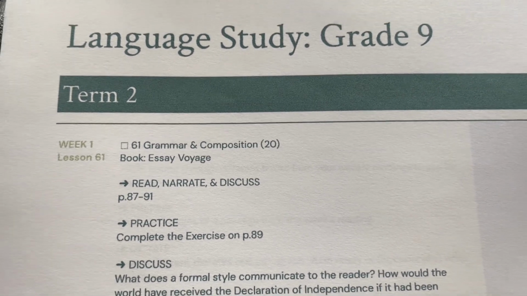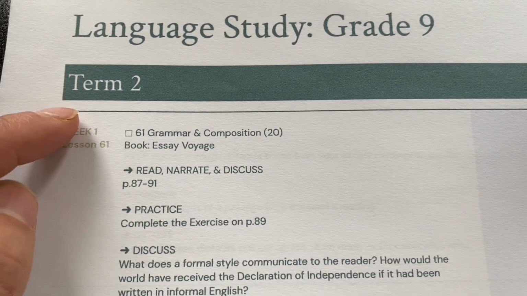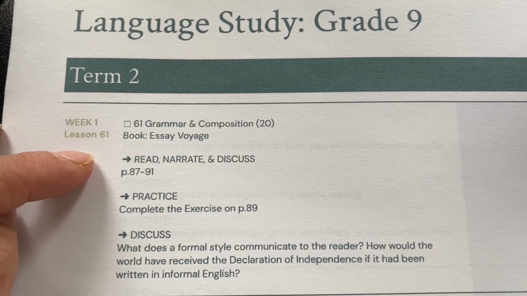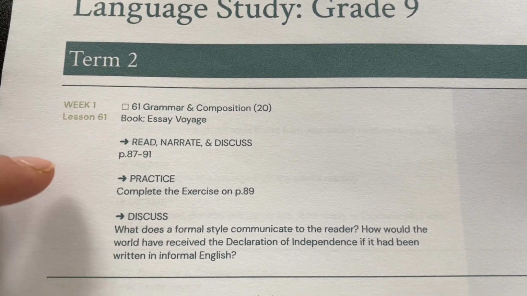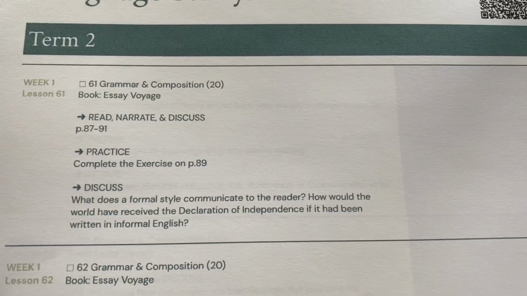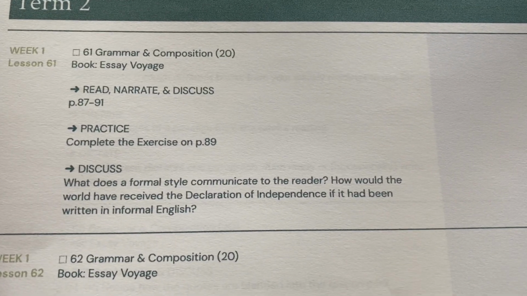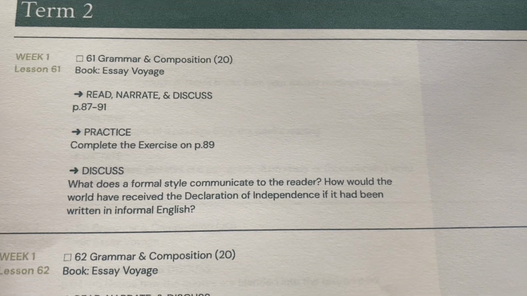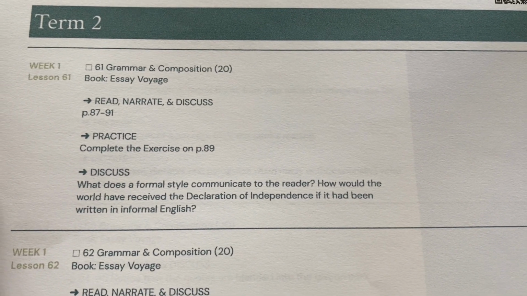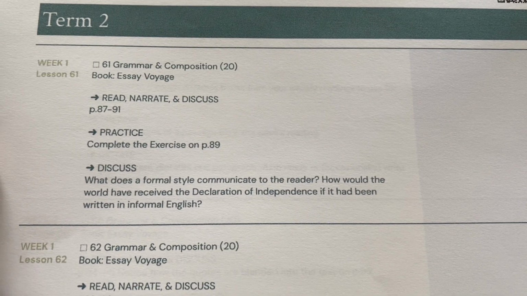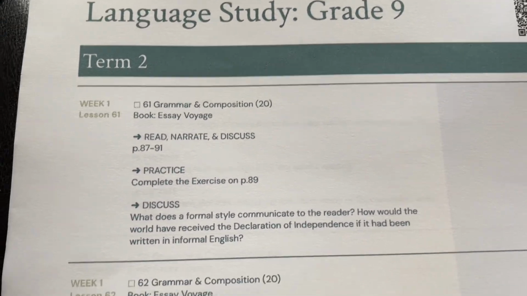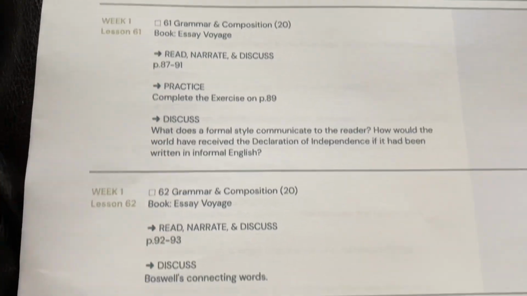And you can see here that they tell you that you're going to be reading this book. You're going to read, narrate, and discuss. Then you're going to practice, and they give you the exercise page number. And then they have some discussion questions here. It says, what does a formal style communicate to the reader? How would the world receive the Declaration of Independence if it had been written in informal English? So they have questions there for you to discuss. So that's everything in one lesson.